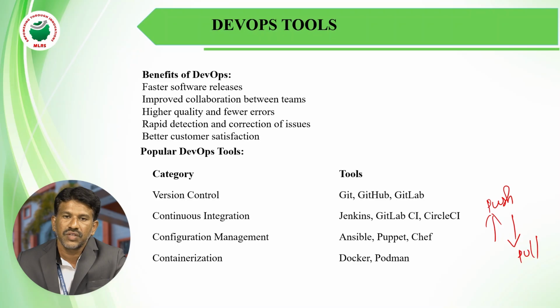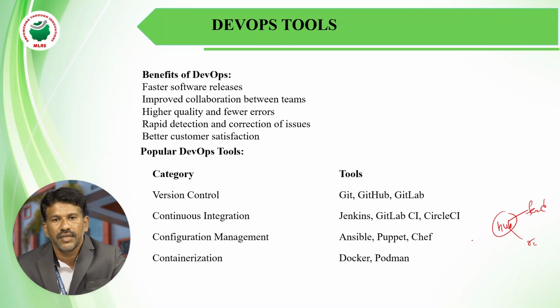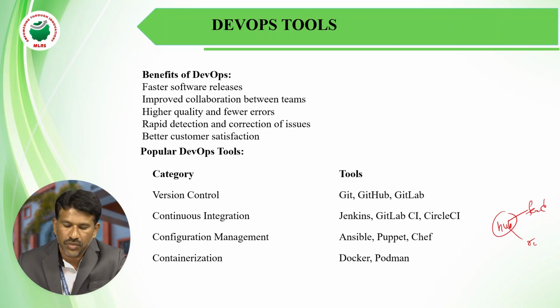When we see the centralized version control, it will follow a central hub. In this hub, they may send all the feedbacks, and they may send all their reports, and they may generate all the information. So everything follows this centralized version control. So there are 3 categories in this version control. In this version control, follow the different tools like Git, GitHub, GitLab.